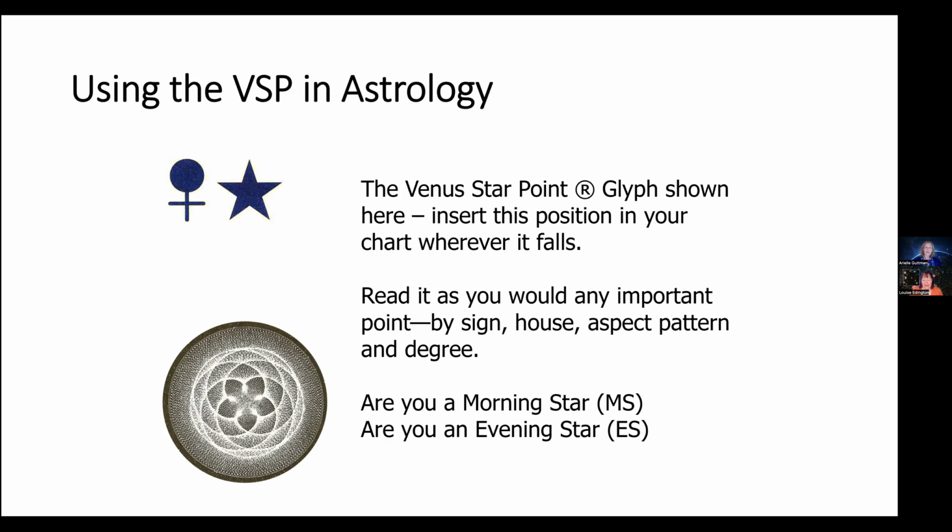And then you can start interpreting it as you would anything else, by sign, by house, by aspect, by degree, morning star, evening star, etc. And there's a lot you can take just from that one Venus star point. You don't even have to go to all 5 at once and try to look at them all, which people do. But if we start with the one.